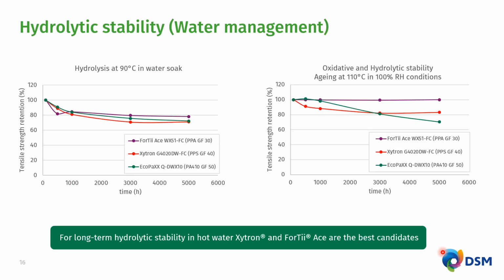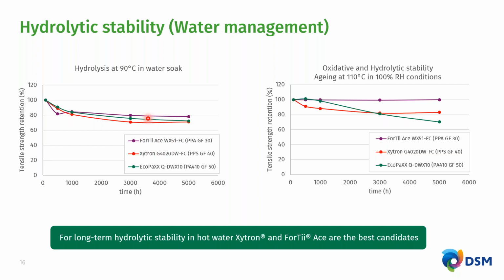Hydrolytic stability. So this particular property is more relevant for the applications in the water management sector. So where the plastics are constantly in contact with water for a very long time. And I have two plots here and three different materials which we compared. So the purple one is our PPA, 30% glass fiber reinforced. The red one is PPS glass fiber reinforced, and the green one is our PA410 glass fiber reinforced.